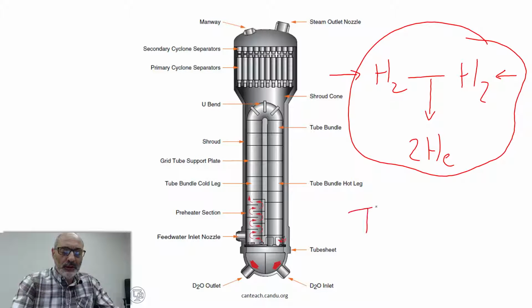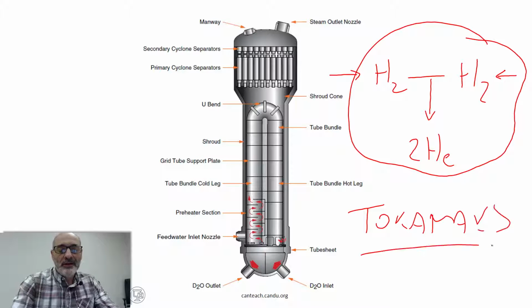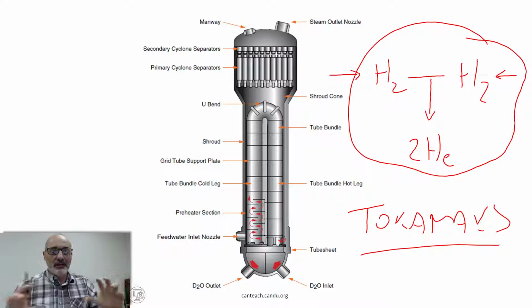Those are the tokamaks. Tokamaks, a type of reactor that is based on magnetic fields. So that's the current status of the research today. But there are no power plants based on this type of reaction. Only nuclear fission, okay? And that's been done for the last 50 years.